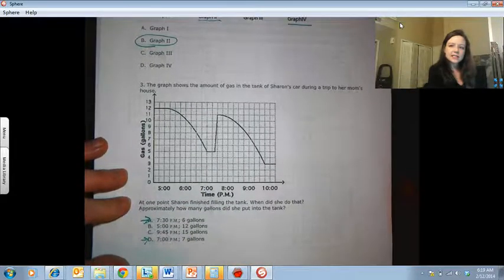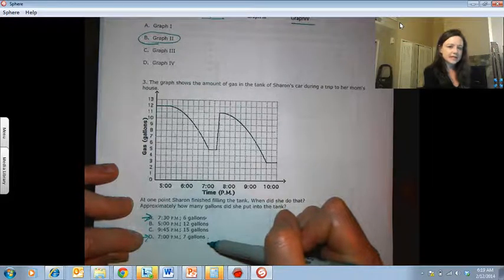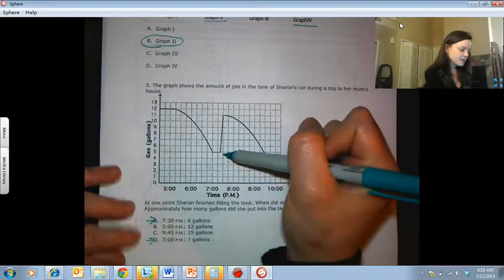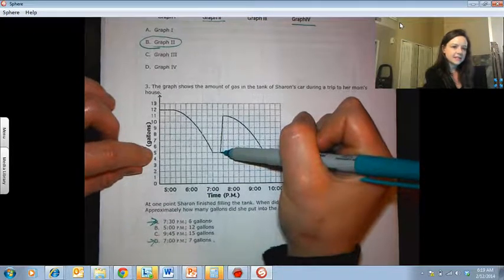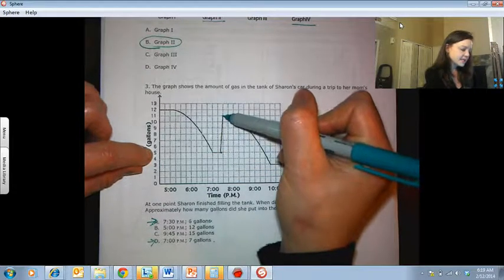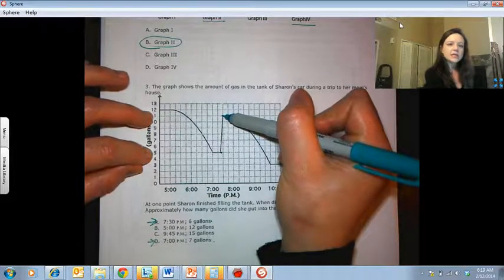Let's look at the second part and see if that helps us decide. Answer A says she put in 6 gallons, and answer D says she put in 7 gallons. So here, when she stops, she has 5 gallons left in her car. When she's done putting in gas, she has 11 gallons in her car, so that means she put in 6 gallons. So the answer is going to be A.